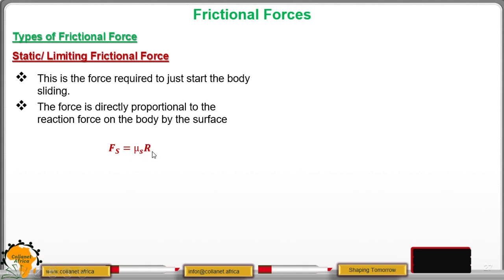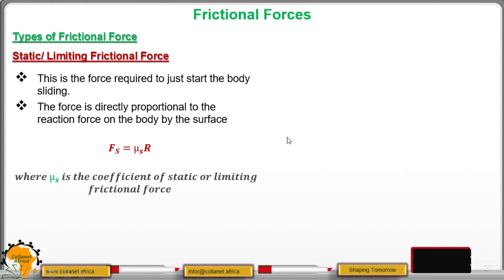This is how we get the formula, because we are saying the applied force is directly proportional to the normal reaction. So if we replace the sign of proportionality with an equal sign and a constant, then we find that Fs is equal to mu s R, where mu s is the coefficient of static or limiting frictional force.